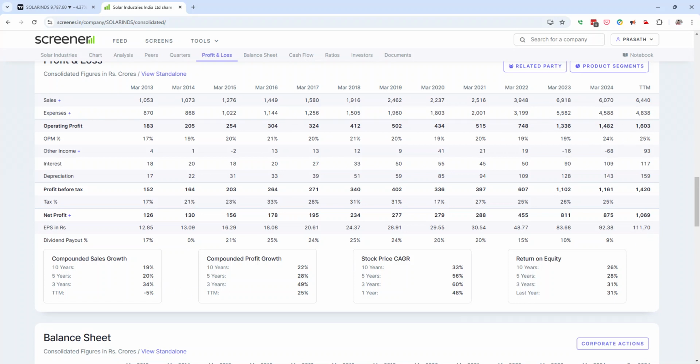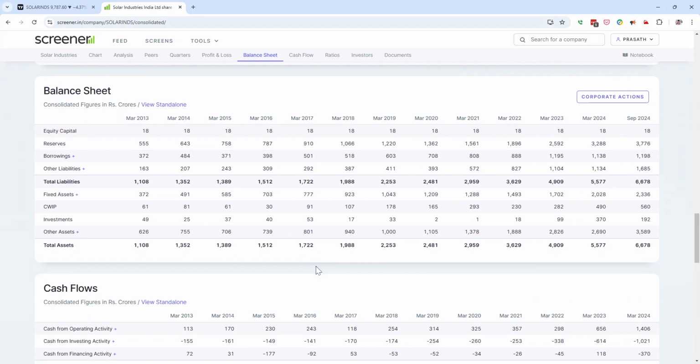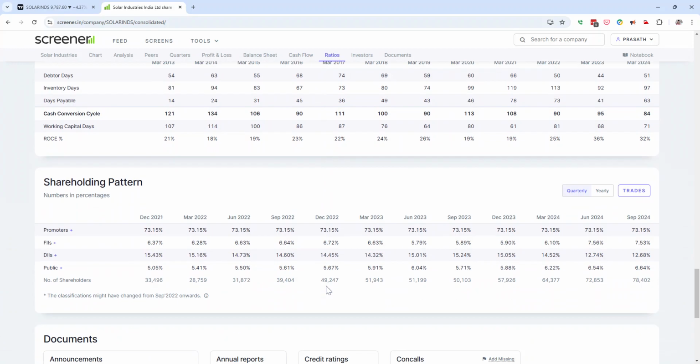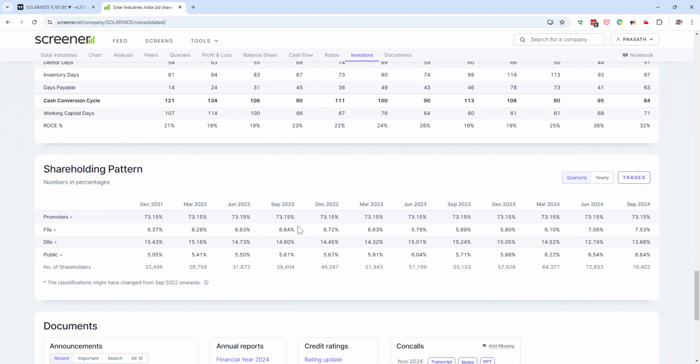The only thing is, I see that the sales growth has gone down over the last 3 years. I can see 10-year, 5-year, 3-year was an increasing trend, but it has gone down. Same thing here, 10-year, 5-year, 3-year was increasing, and it has gone down. This is for the profit growth. So I think the same thing is reflecting in the stock price as well. But return on equity is really good. I can see the promoter holding is steady, which is a fundamentally good stock.